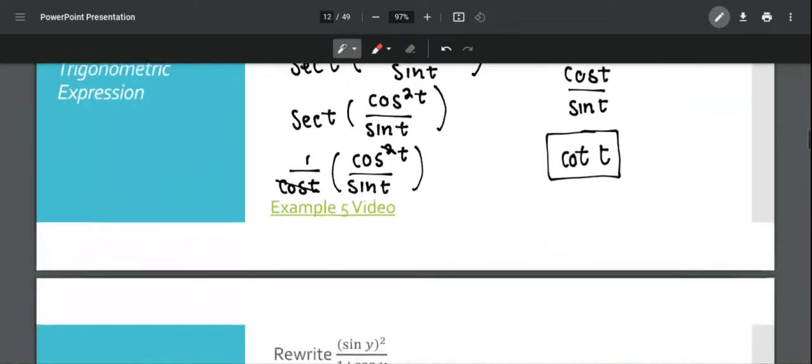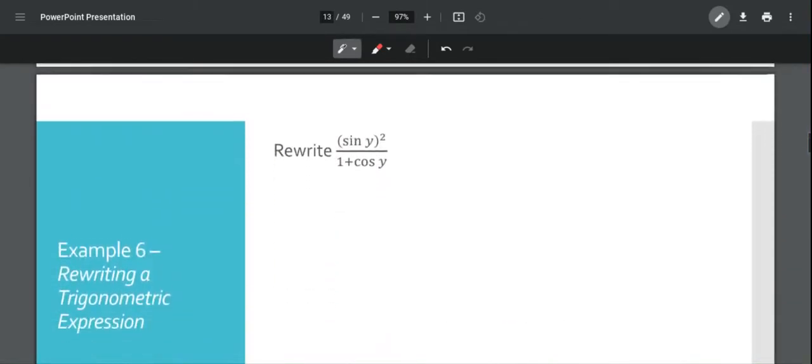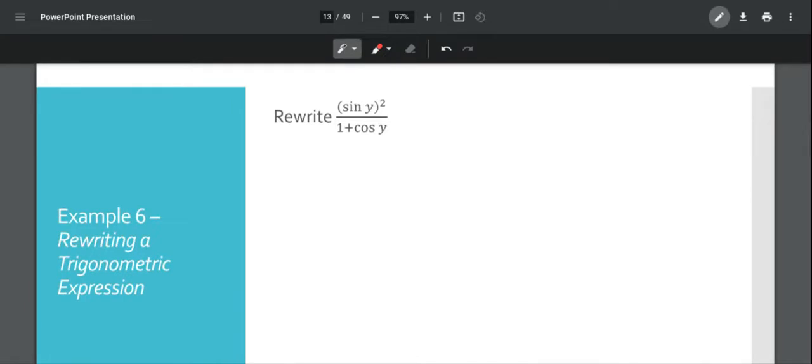All right, and then the last one, we're just rewriting it. So we must be able to somehow simplify this. So again, when you see sine squared in your numerator, and there's something with a cosine in your denominator, you're probably going to use that Pythagorean identity. So instead of saying sine squared, we're going to say 1 minus cosine squared over 1 plus cosine.